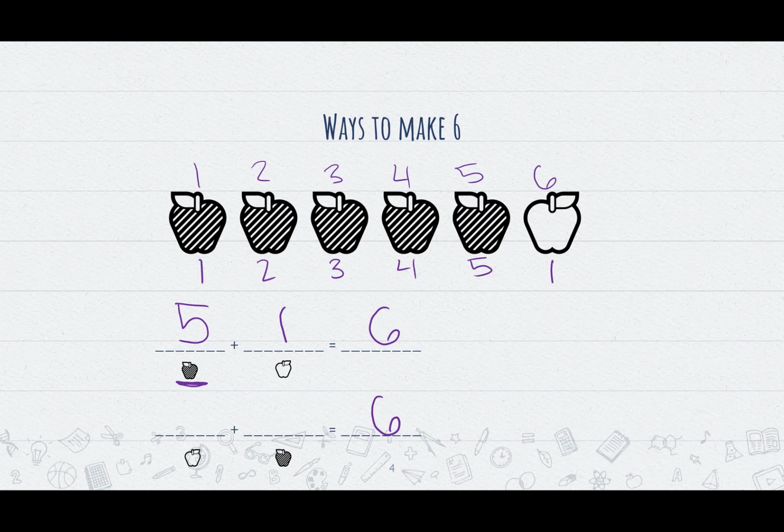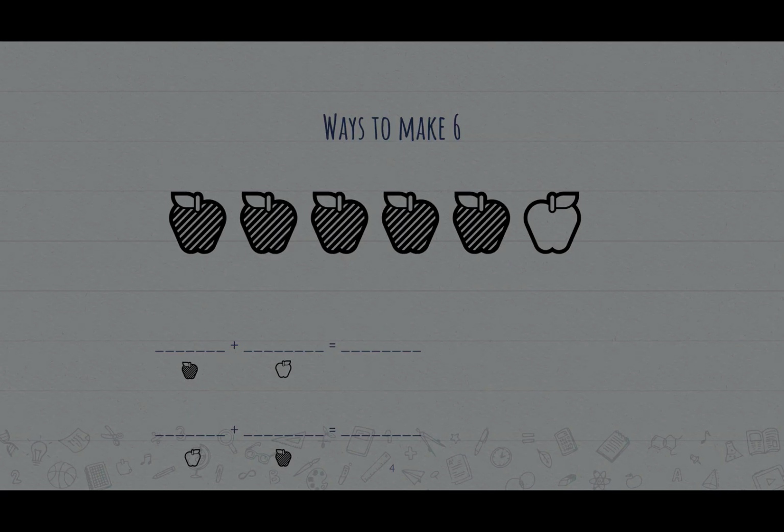And then I'm going to try to finish my other addition sentence. So we're starting with our plain apples. So I have 1 plain apple plus 5 striped apples. So 1 plus 5 also equals 6.